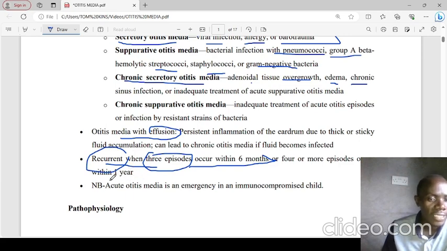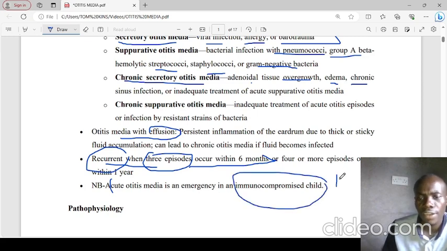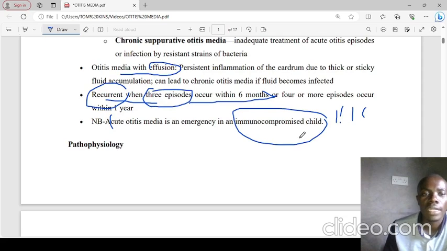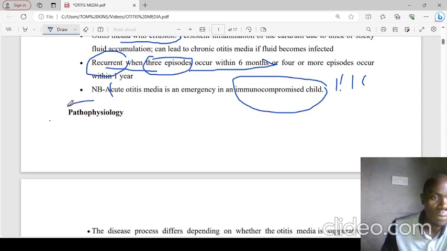Note that acute otitis media is an emergency. It's an emergency in immune-compromised children. Okay, children suffering from HIV, children with cancer, or children who have undergone severe infection that is impairing their immune system. Also, children with other cancers like Hodgkin disease, or children receiving chemotherapy, or who have undergone organ transplant, right? Great. Let's look at pathophysiology.